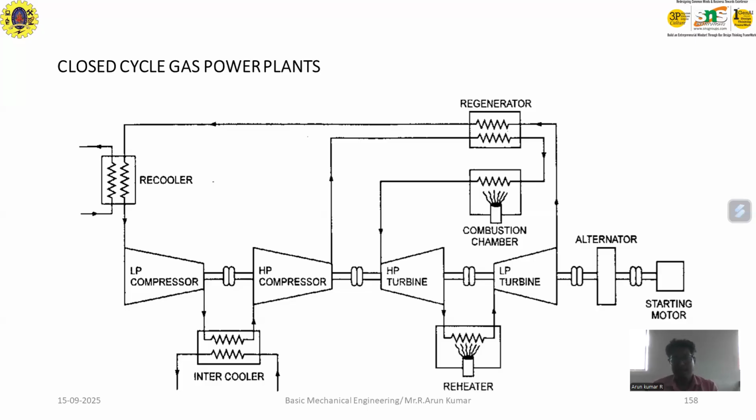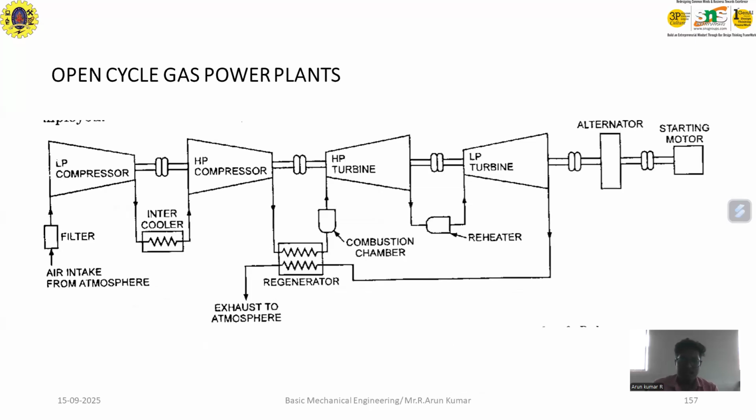Why? Because the efficiency can be derived from the continuous operation. For the open cycle gas power plant, it is not like that. One process is completed, the gas is exhausted to the atmosphere, and another time we have to take in new air intake. So that is the basic difference between the closed cycle and the open cycle gas plant.